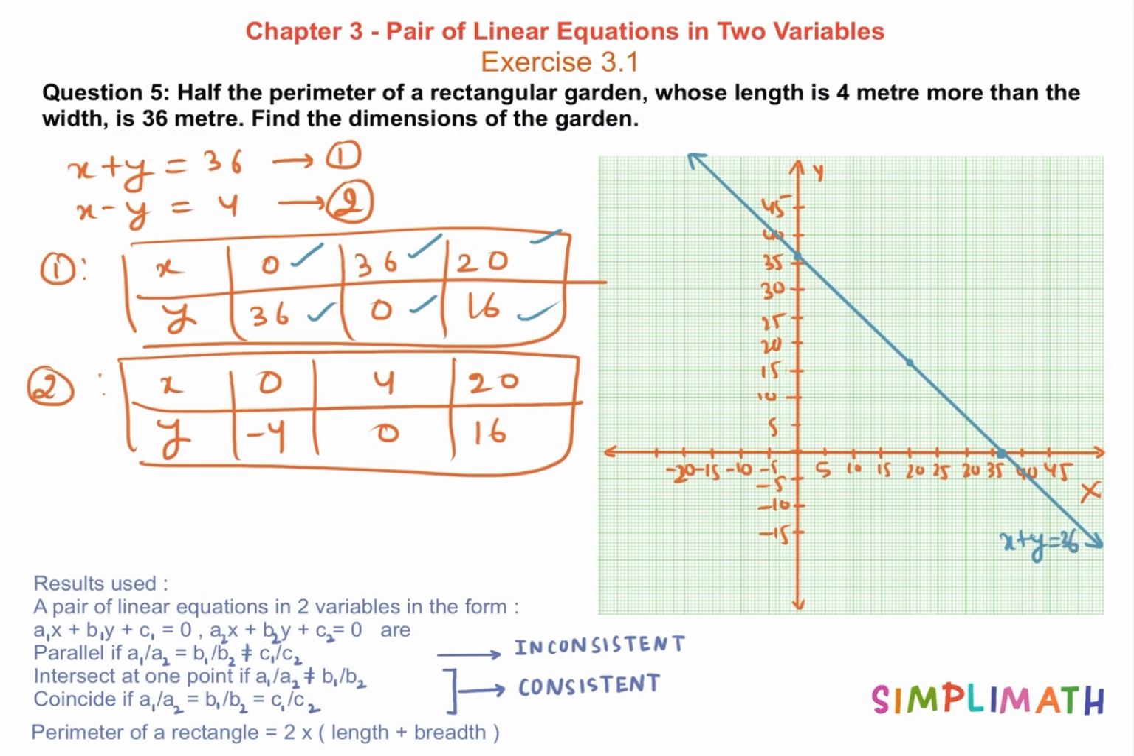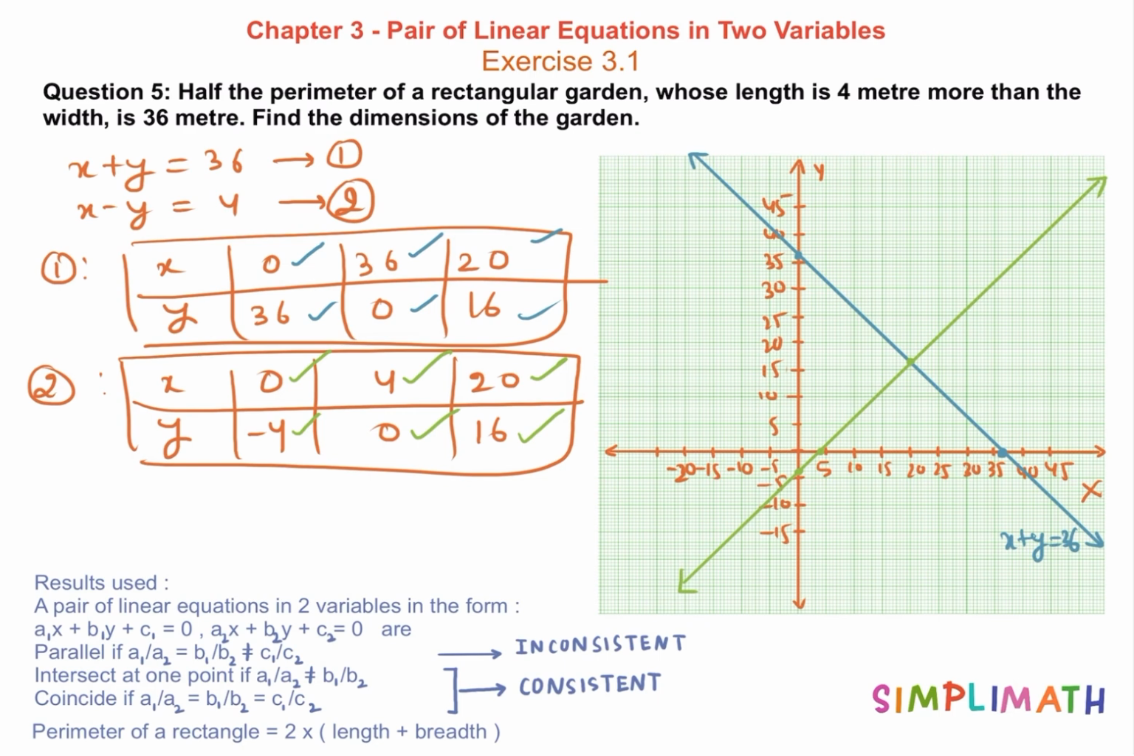Now coming to equation 2, when x equals 0, y equals minus 4. So it is this point. When x equals 4, y equals 0, it is this point. When x equals 20, y equals 16, it is this point. Now let us connect the 3 points. So this line is the graph of equation x minus y equals 4.